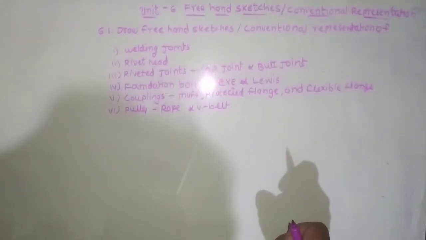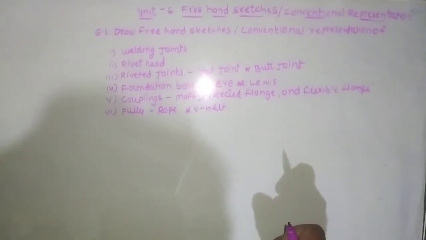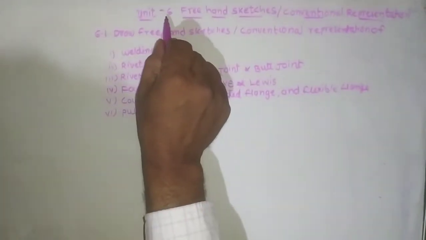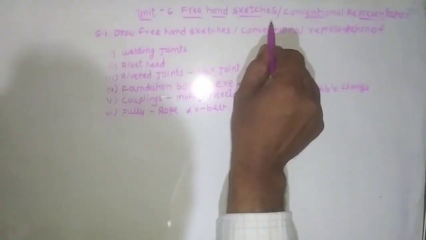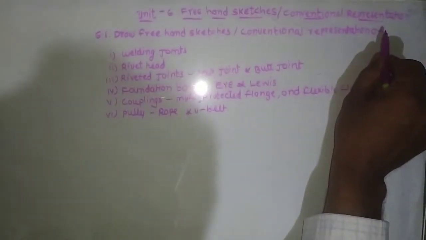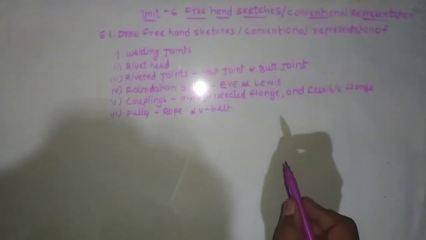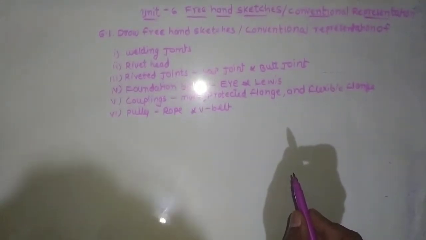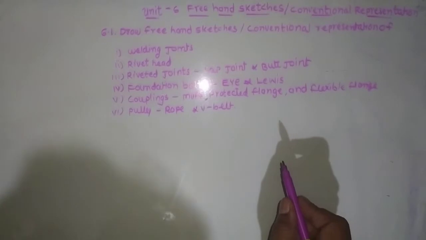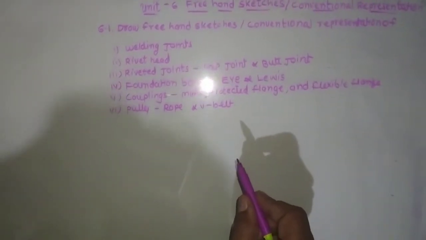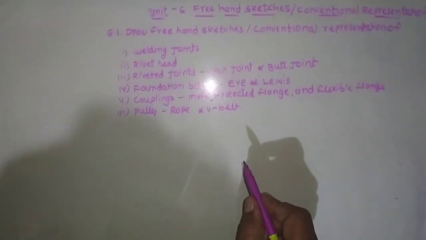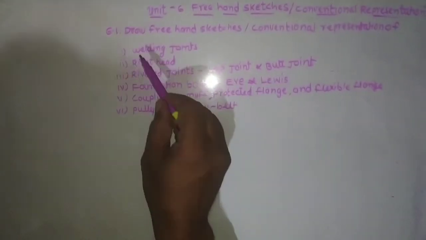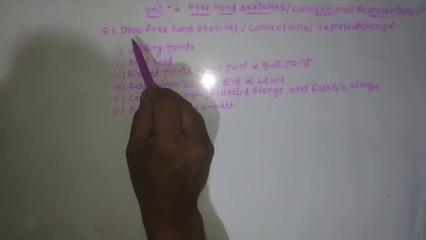Welcome to all mechanical engineering students for the engineering drawing lecture for the last unit, that is unit number 6, freehand sketches and conventional representations. Now in the last first semester we have already studied the freehand sketches of some nuts, bolts, the threads, types of threads. Now what is the syllabus of this in your content, that is content of this chapter?